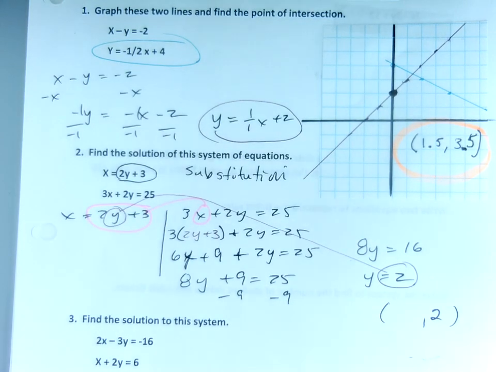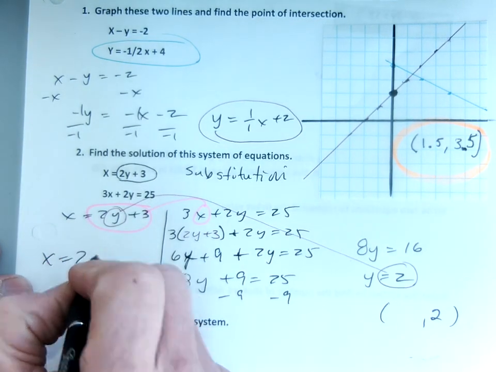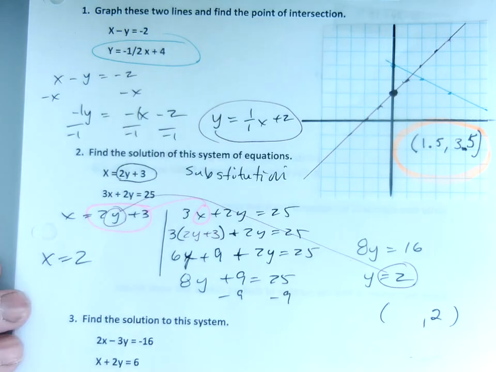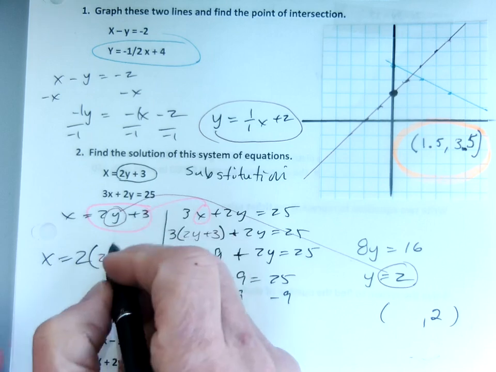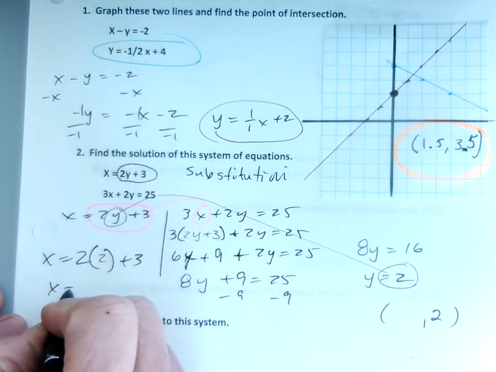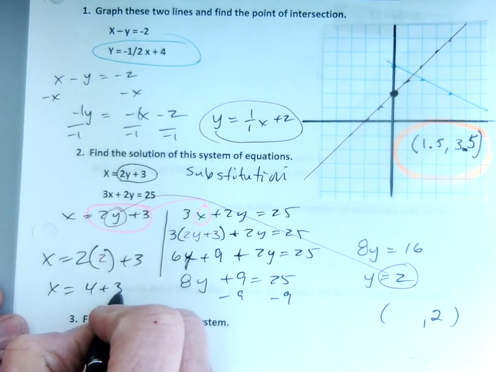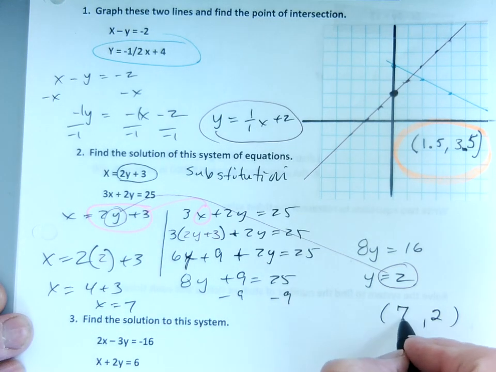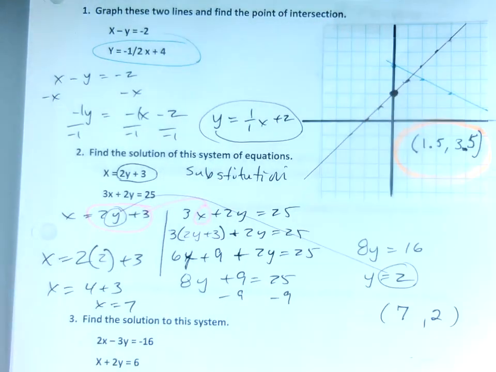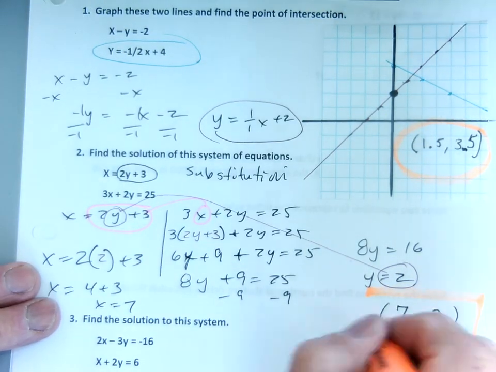So I'll rewrite this, solve for x. x is equal to 2 times, not y, but what y is equal to. So I'll plug in the y value, which is a 2, and I'll go plus 3. Well, that's easy. 2 times 2 is 4 plus 3, x equals 7. So my point of intersection is 7, 2. Much easier than graphing it by far. Okay, there it is. That's my solution.